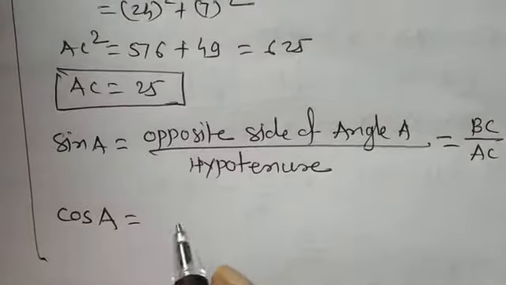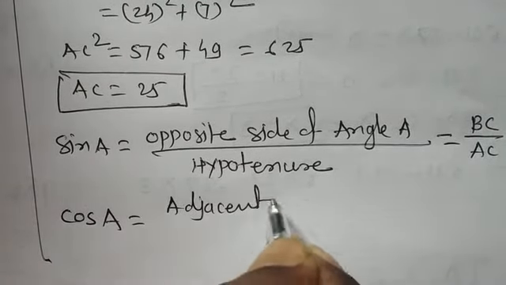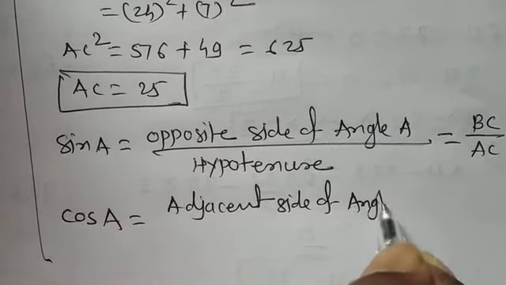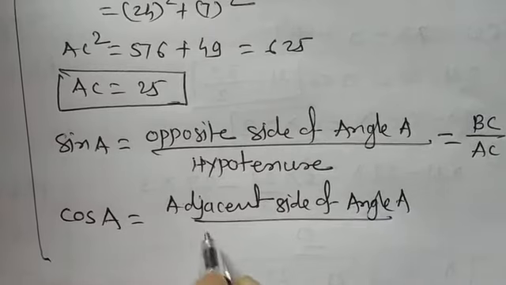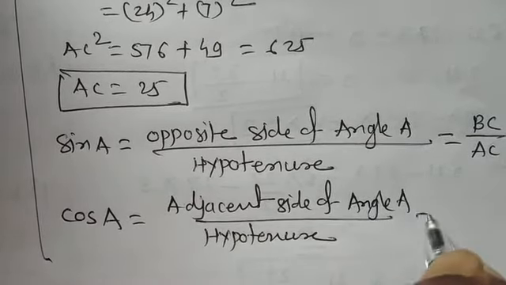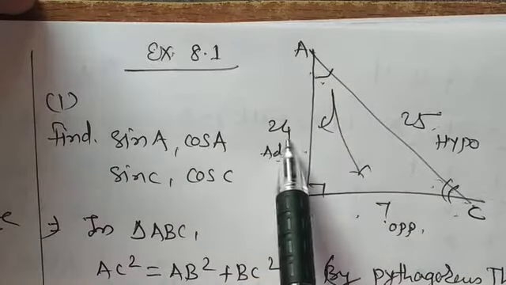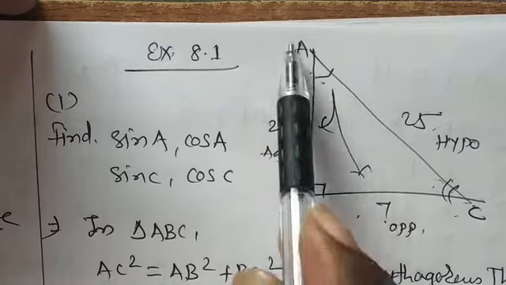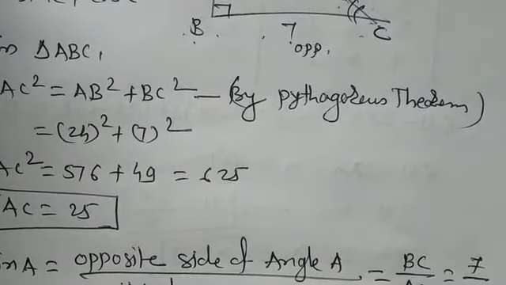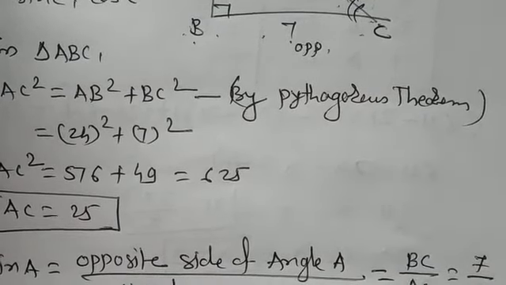Same for cos A. Formula: cos A is equal to adjacent side of angle A upon hypotenuse. Now tell me, for angle A, what is the adjacent side? Adjacent is AB, upon hypotenuse AC. So this is AB upon AC. Value of AB is 24, so cos A is 24 upon 25.